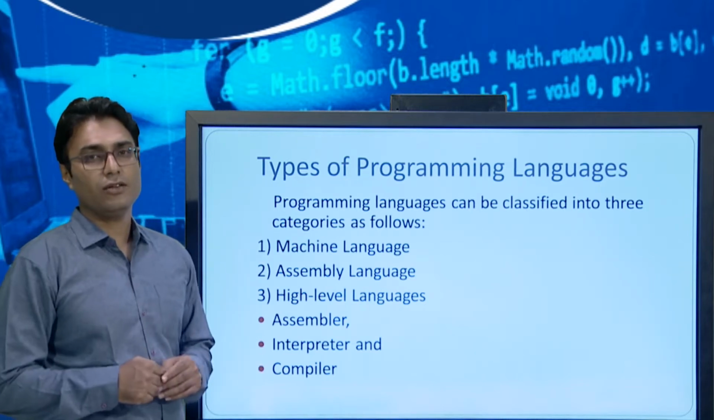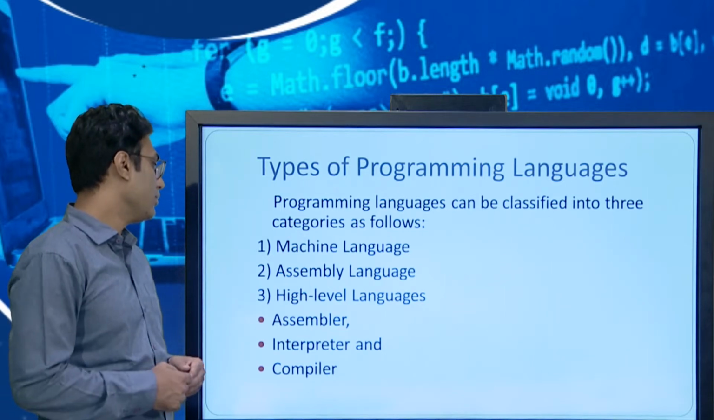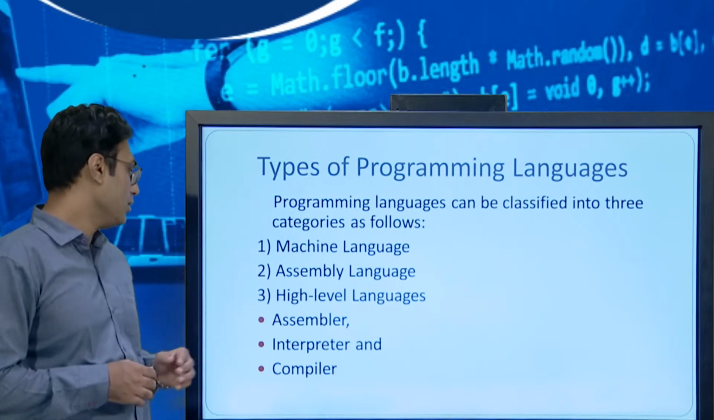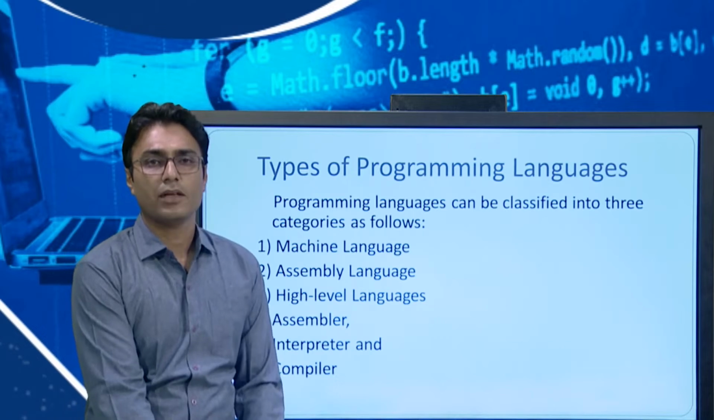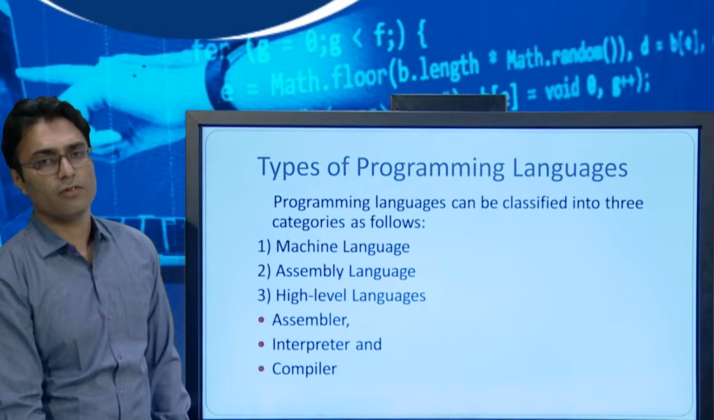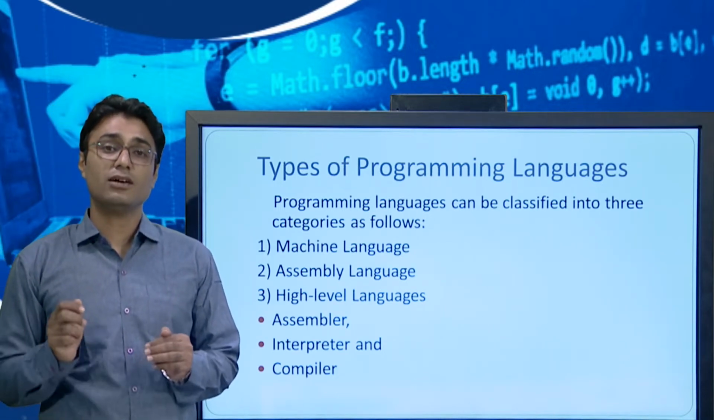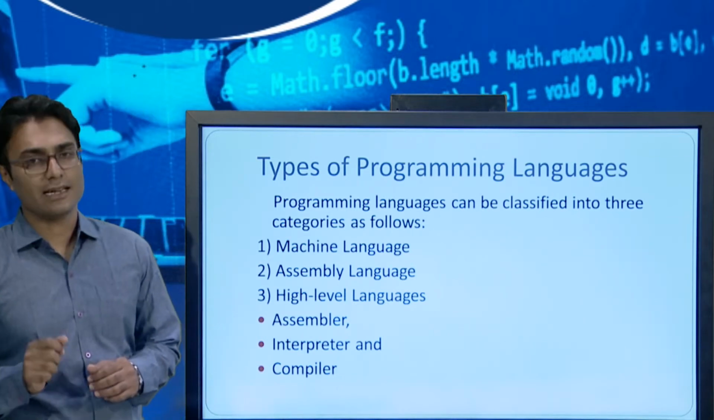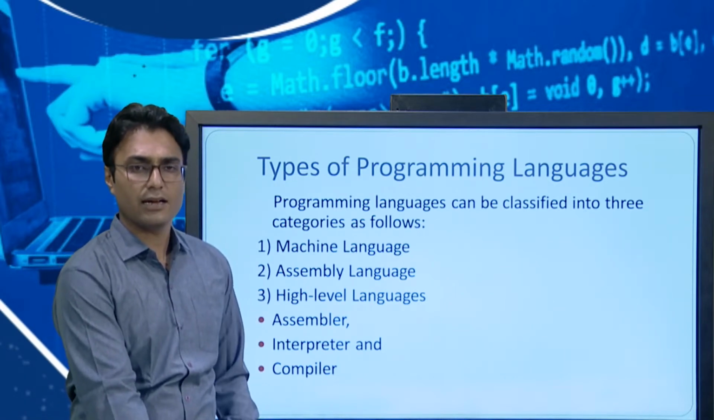On your screen you can see various programming languages like machine language, then assembly language, high level language, and there are some topics to be discussed like assembler, interpreter and compiler, right? So let's start. Programming languages can be classified into three categories as follows: machine language, assembly language, and high level languages, and we will discuss some programming language related concepts, as you can see on your screen, like assembler, interpreter and compiler.